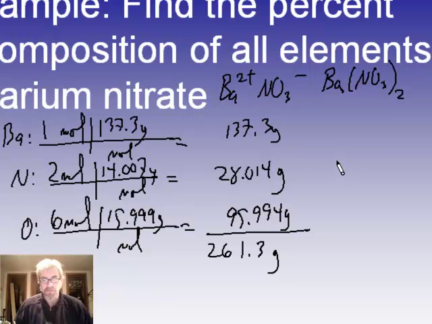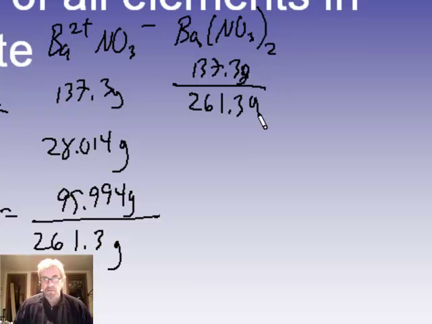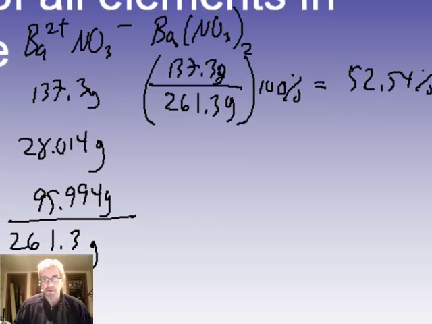Now, for barium, 137.3 grams are in a mole of the compound, but the mole of the compound weighs in total 261.3 grams. So when I divide and multiply by 100%, I end up with 52.54% barium in the compound.